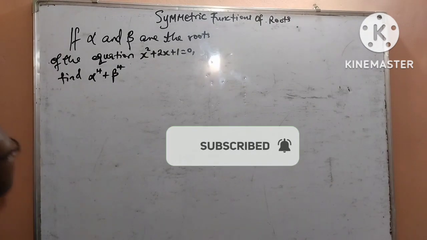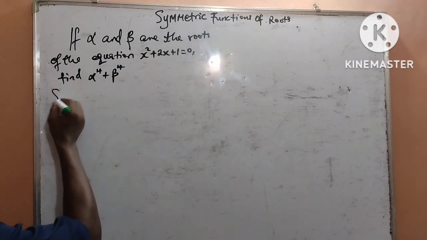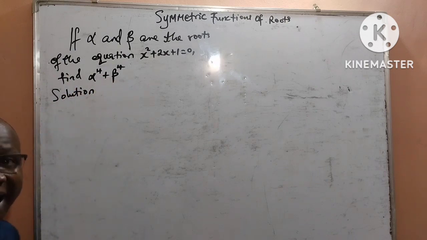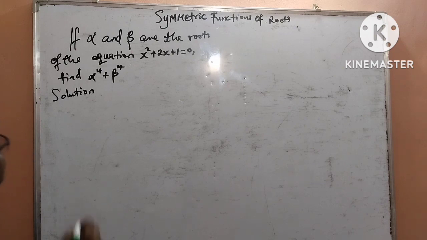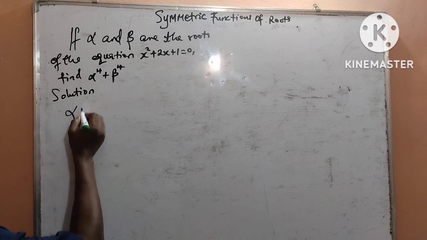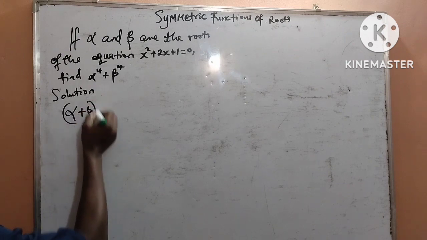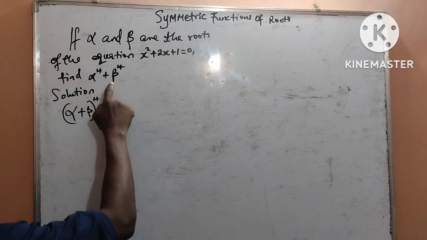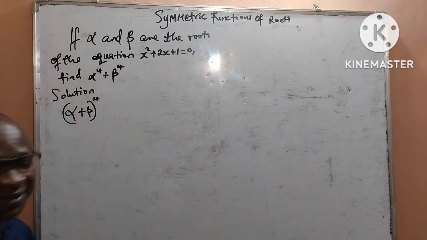Good. From the solution, I am given to find alpha to power 4 plus beta to power 4. The way I will start is by finding (alpha plus beta) to power 4, because by expanding this, I will get alpha to power 4 and beta to power 4 in it.